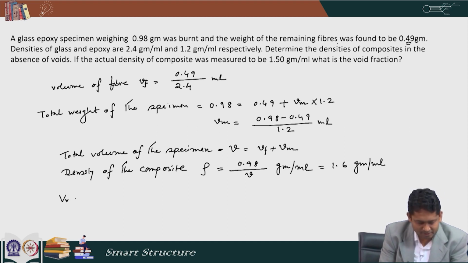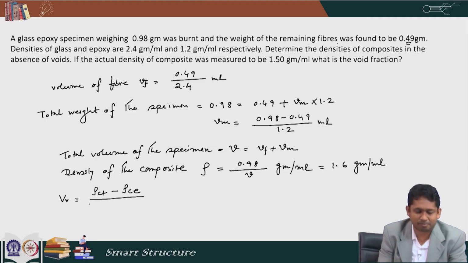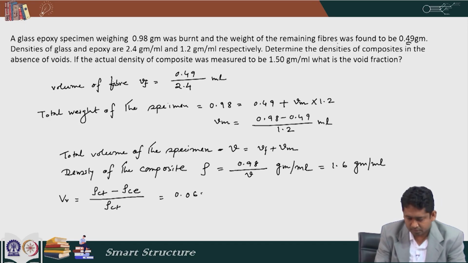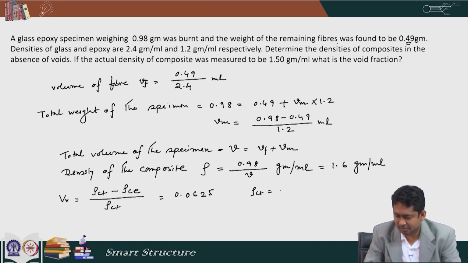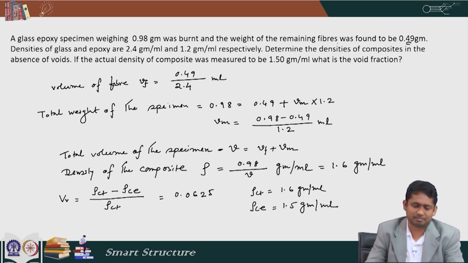So, the void volume fraction can be found as rho Ct, which means theoretically obtained density, minus rho Ce, which is the experimentally obtained density, divided by rho Ct, and then it comes to be 0.0625. So, rho Ct is our 1.6 gram per milliliter, and rho Ce, the experimentally obtained density, is 1.4 gram per milliliter.